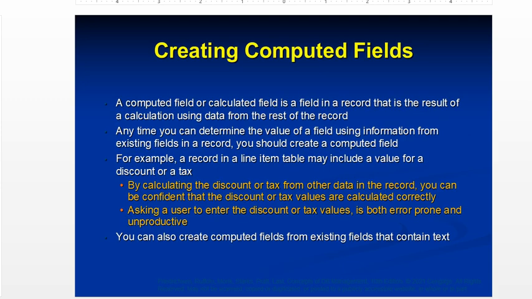Creating computed fields. A computed field, or calculated field, is a field in a record that is the result of a calculation using data from the rest of the record. So anytime you can determine the value of a field using information from existing fields in a record, you should create a computed field.